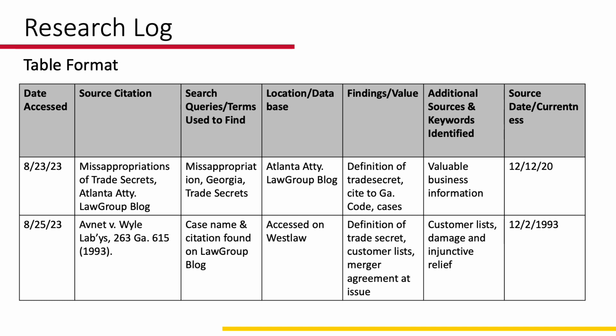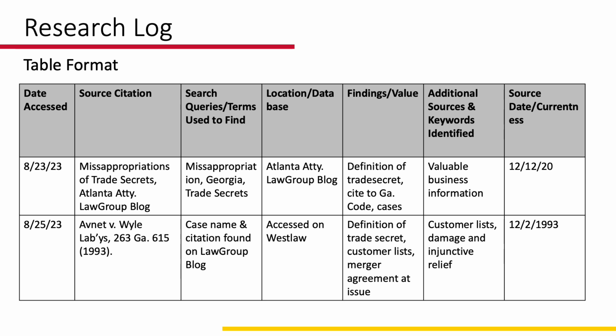Your next column is additional sources and keywords identified. You continue to build out your research vocabulary. This is where you might link to other secondary sources, or maybe put a statutory citation here.